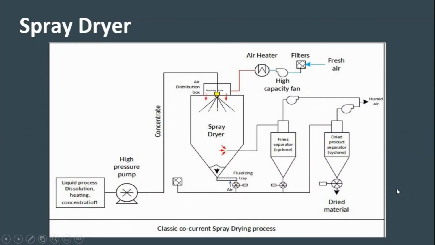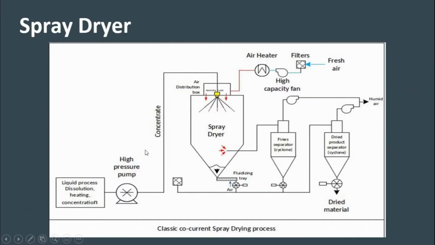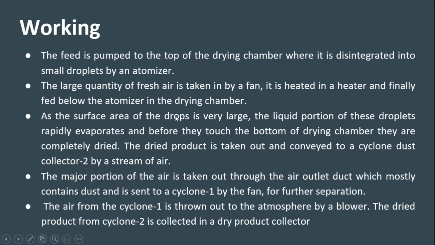Now let's see how a spray dryer actually works. First of all, the feed is pumped to the top of the drying chamber where it is disintegrated into small droplets by an atomizer, which we've already discussed before, right here. Now the high-capacity fan sucks in the air from the atmosphere and the air heater heats that air and gives it to the spray dryer. Now, as the surface area of the drops is very large, the liquid portion of these droplets rapidly evaporates and before they touch the bottom of the drying chamber, they are completely dried.